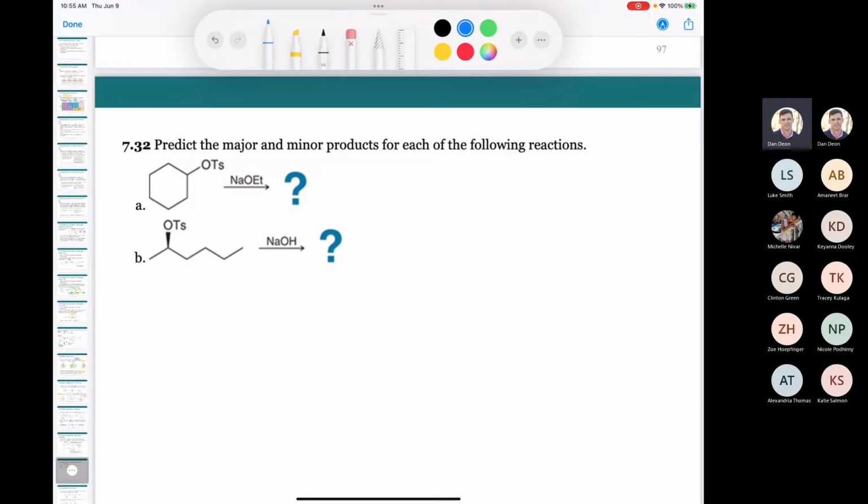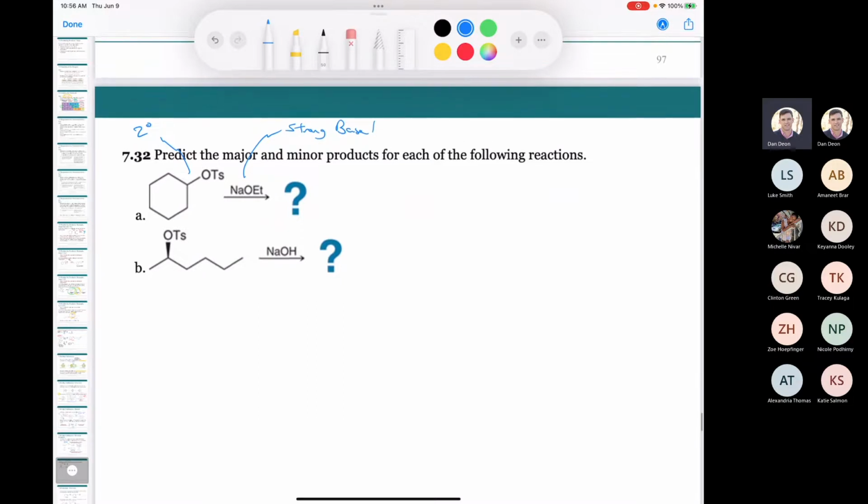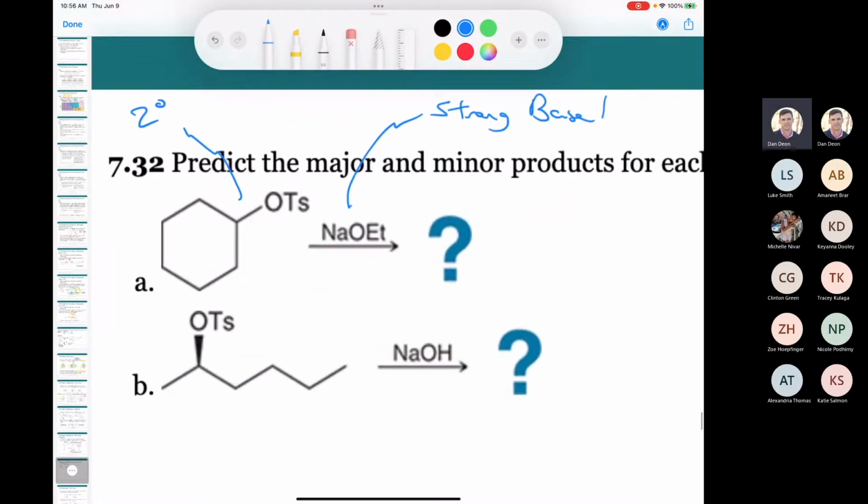If we look at the first one, we have a secondary tosylate. So this would be secondary. We're treating it with ethoxide, which is a strong base, and it's also a strong nucleophile. And so since it's secondary, like we saw on the previous slide, we're going to get a mixture of E2 and SN2, and E2 is going to be the major product.